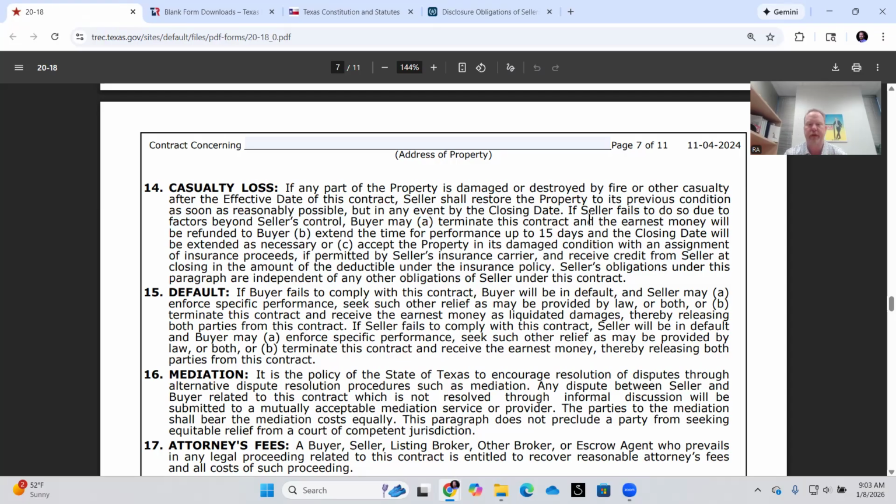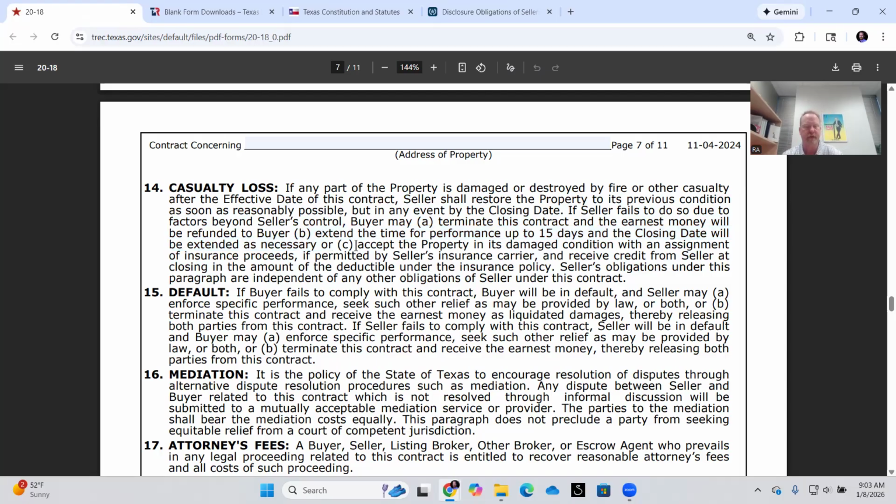If the seller fails to do so due to factors beyond seller's control, the buyer may, A, terminate the contract and get the earnest money back, right? Or B, extend the time for performance up to 15 days, and the closing date will be extended up to 15 days. If it's not done by then, terminate and get the earnest money back. Or C, accept the property.